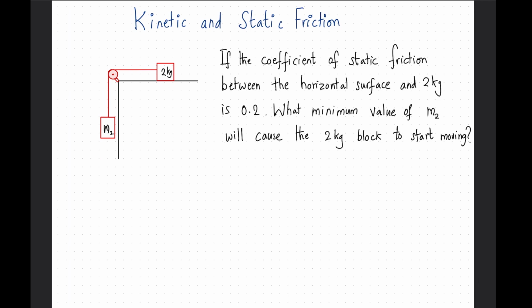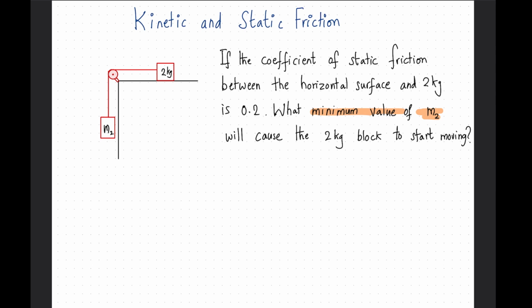This is another problem where we have a half Atwood machine. If the coefficient of static friction between the horizontal surface and the 2 kg block is 0.2, that means between the 2 kg and this horizontal surface there is some friction, and the static friction is given as 0.2. What minimum value of M2 will cause the 2 kg block to start moving? So what minimum value of M2 will start the motion for the 2 kg?